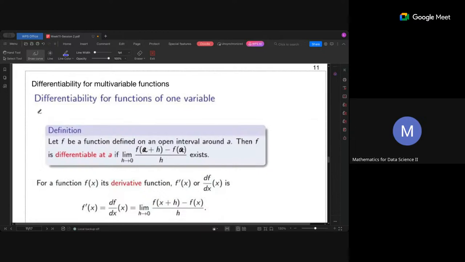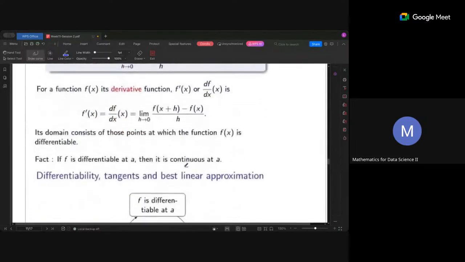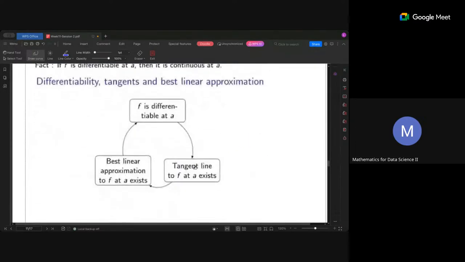Okay? So, what is differentiability, first of all, for a one variable function? You say a function is differentiable at a if this limit exists, right? So the limit as h goes to 0 of f of a plus h minus f of a, divided by h, exists. And what do you know in general? If f is differentiable, then f is continuous at a. This is what you basically study about differentiability of a one variable function. If a function is differentiable at a, then it means that the tangent line of f at that point exists. And we have also seen, even in the multivariable case, that the tangent and the best linear approximation are just the same.